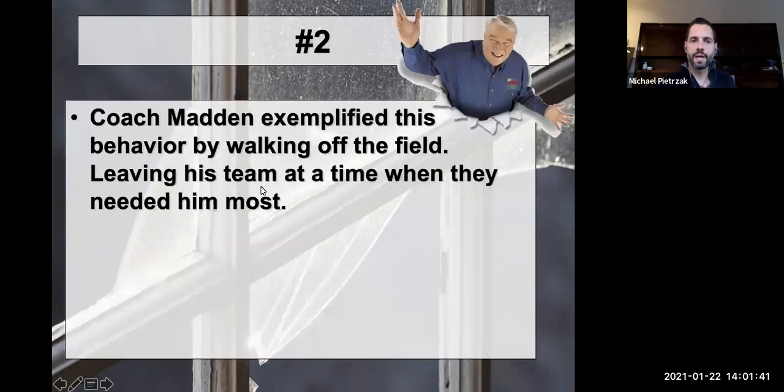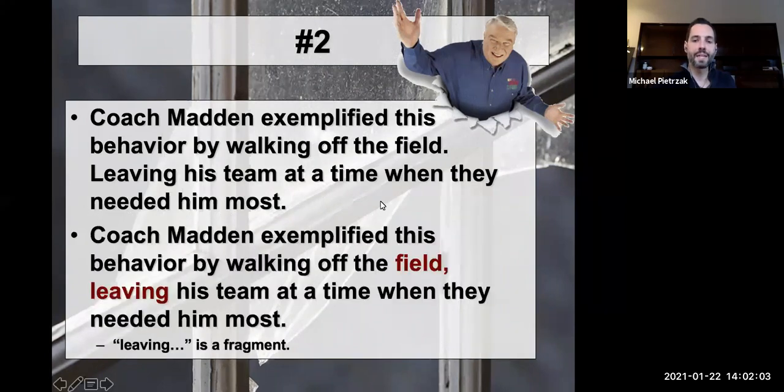Coach Madden exemplified this behavior by walking off the field, period. Leaving his team at a time when they needed him most. You see the problem? This sentence is not proper, right? This is a fragment. It's a dependent clause. So how do we fix it? Pause, try it on your own. All right, so here we go. Coach Madden exemplified this behavior by walking off the field, comma, leaving his team at a time when they needed him most.